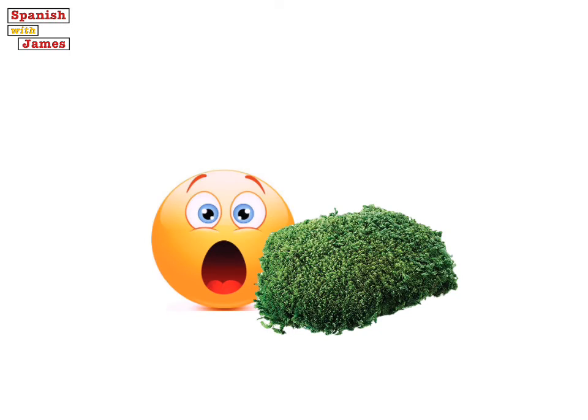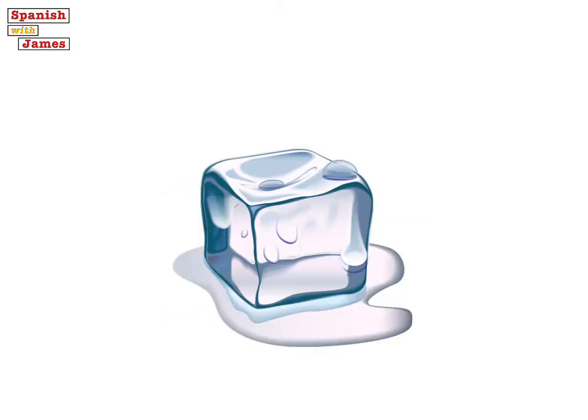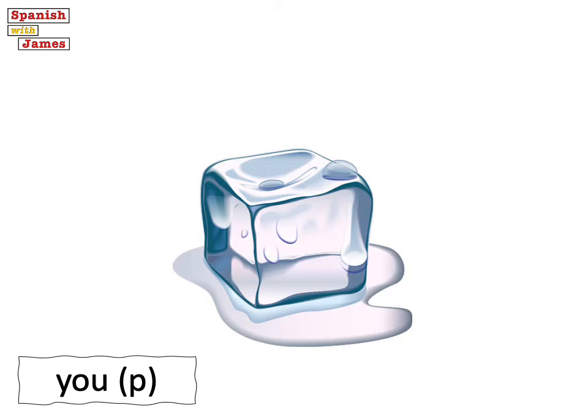Then we've got the we form, which starts off very much like the he, she, it form, a, but then we've also got moss. So this is a picture of some moss here to help jog your memory. Amos. Now the next one is for you plural, and it doesn't really sound the way it looks. So it's written A-I-S, but it's pronounced ice. Ice. Just like an ice cube in English.